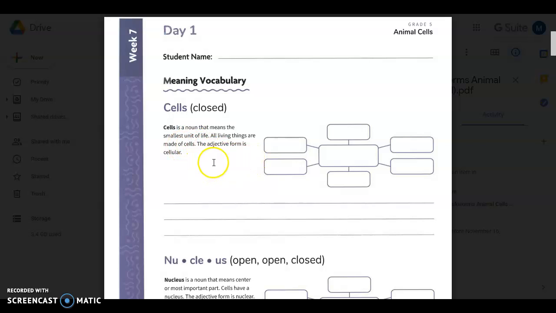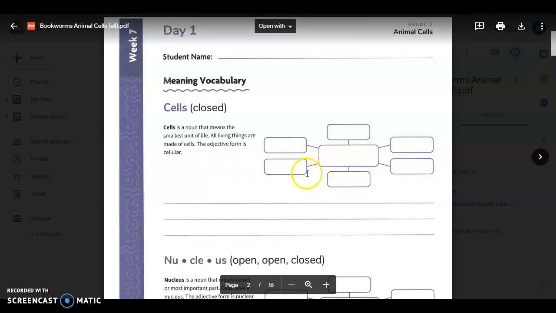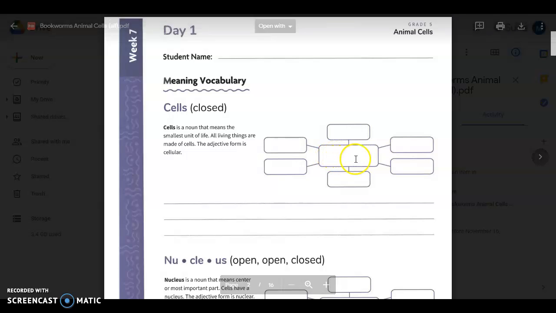All living things are made up of cells. The adjective form is cellular. So again, you're going to put the cells in the middle here, and then you're trying to figure out who, what, where, when, why, and how. As you process this, just keep in mind that you're only required to have 3 of these. If you can do more than that, that's great, but the requirement is to have 3 of the outside bubbles in your sentence, and then use that vocabulary word in your sentence.